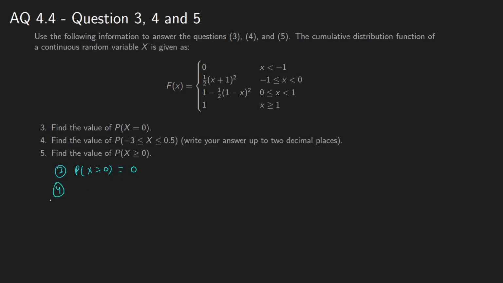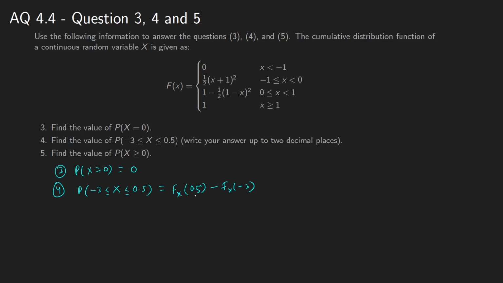Coming to the fourth question, find the probability that x will fall in the range minus 3 to 0.5. As you know, when we have to calculate the probability that a continuous random variable will fall between a and b, we can subtract the CDF at a from the CDF at b. So here we will subtract the CDF of minus 3 from the CDF at 0.5.